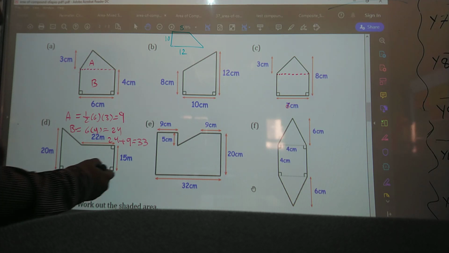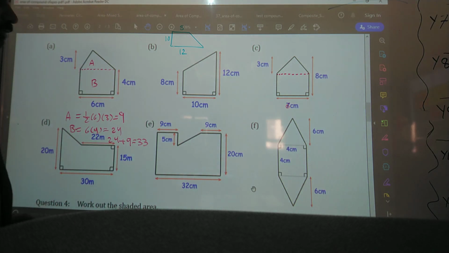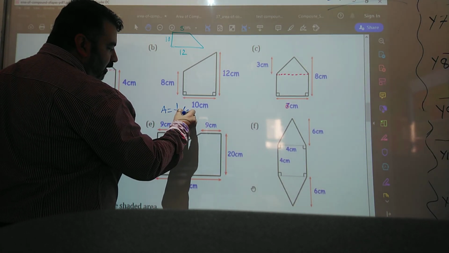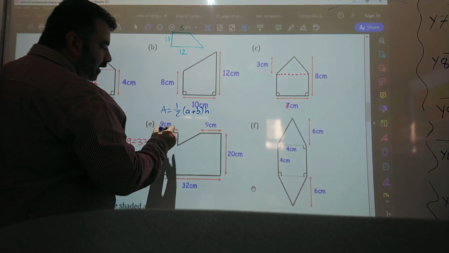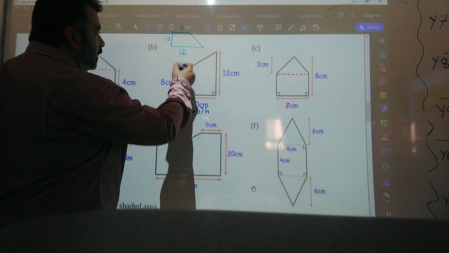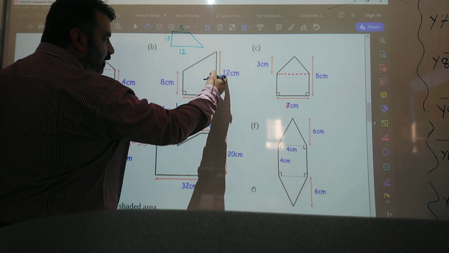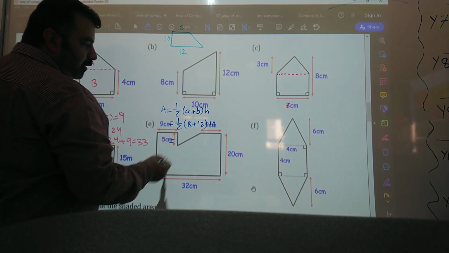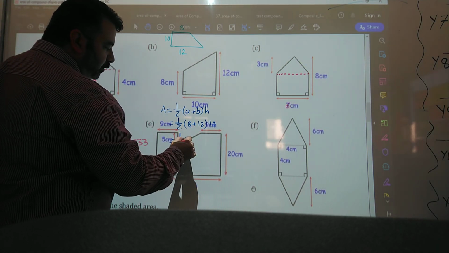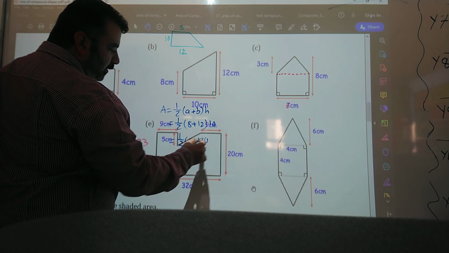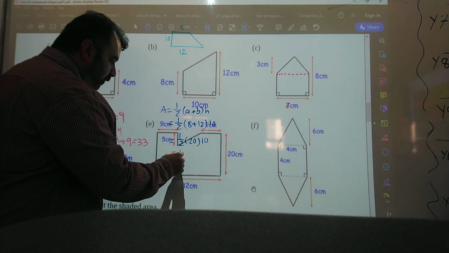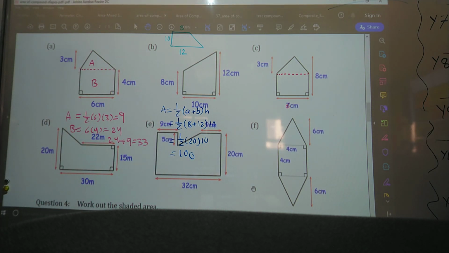Now why do I need to cut this shape? How about I use the formula to find the area of the trapezium? Now what was it again? Area equals half times the bases, remember, times the height. So half times A, which is 8, plus B, which is 12, times the height, which is 10. So half times 20 times 10. Half times 20 equals 10, times 10 equals 100. Now this is one of the smart ways to do it.